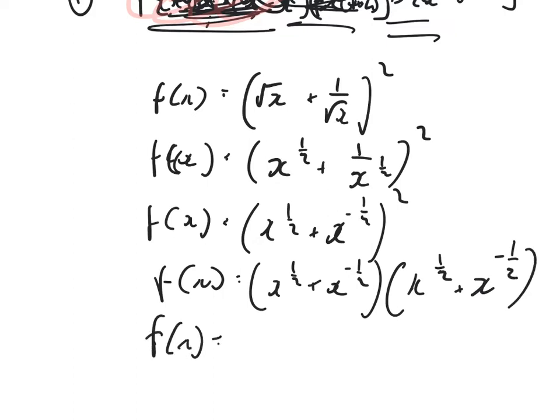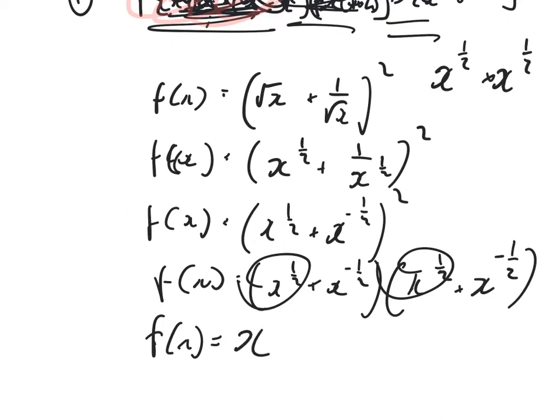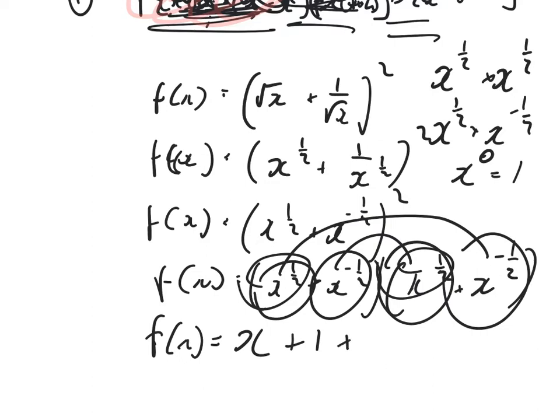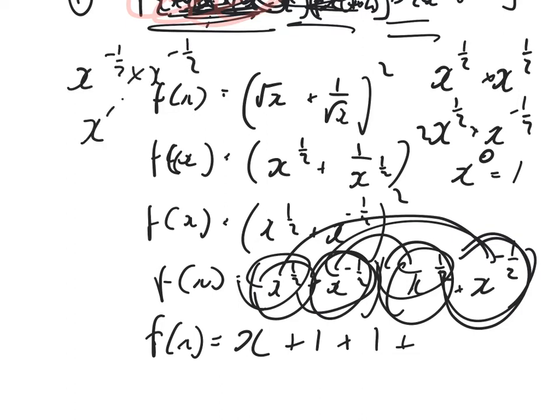Okay, so using the FOIL method, first x to the half times x to the half. Well, we're going to add the powers there, and that will be x to the 1, that's x. And then x to the half times x to the minus 1/2, so that's then x to the 0, which is equal to 1. Then x to the minus half times x to the half will give me 1 again. x to the minus half times x to the minus 1/2, add the powers, and that will be x to the minus 1.